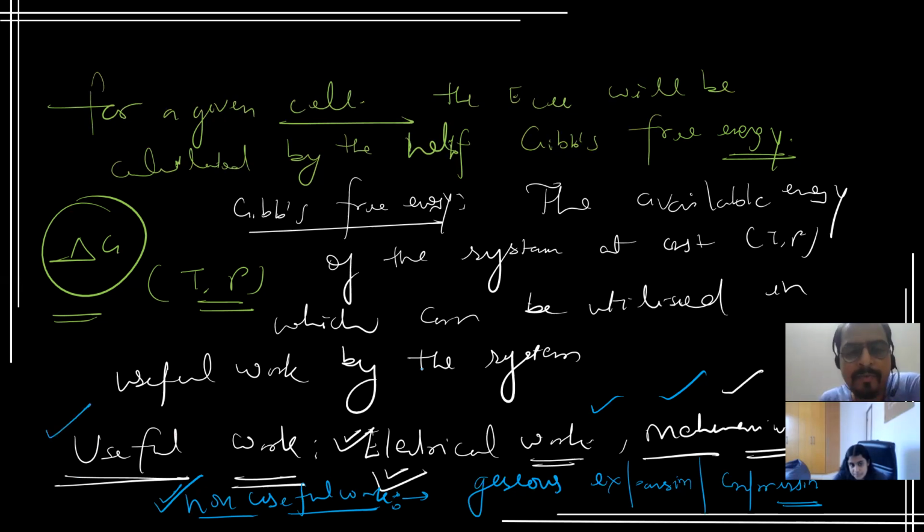Okay, so where we were about the Gibbs free energy, because when we talk about the energy, it's all about energetics. So by default we need to have the understanding of thermodynamics. The available energy which can be utilized in useful work by the system. What is important? Important is by the system. There are two kinds of work, on the system and by the system. It is by the system because the system is using the energy.